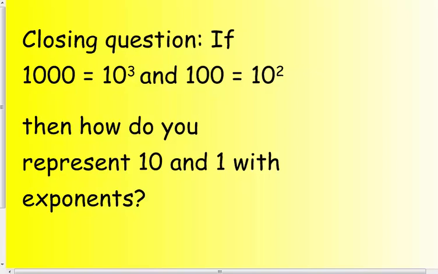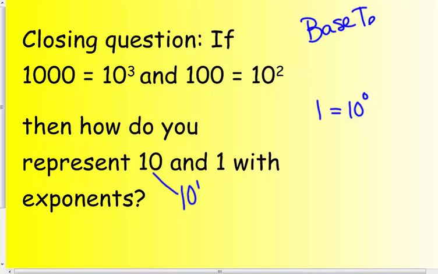I'm going to keep going, but here's a closing question for 0 exponents, using 0 as an exponent. If 10 to the third is 1,000 and 10 to the second is 100, then how do you represent 10? Well, we know that. 10 is 10 to the first, and 1 with an exponent. Oh, our place value. Yes, 1 is equal to 10 to the 0, the ones place. We are a base 10 numeral system. That's what this is talking about. The ones place value is 10 to the 0.